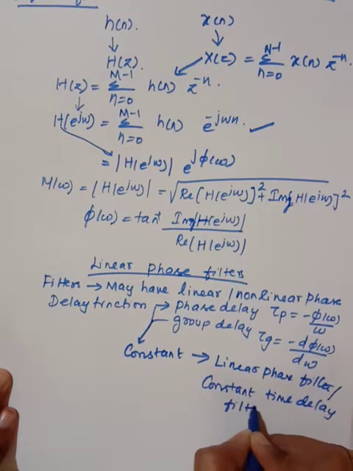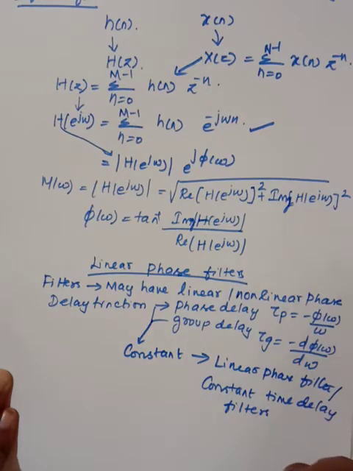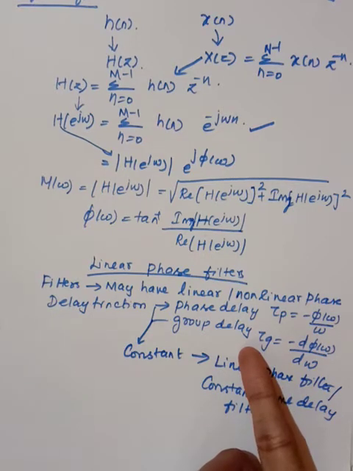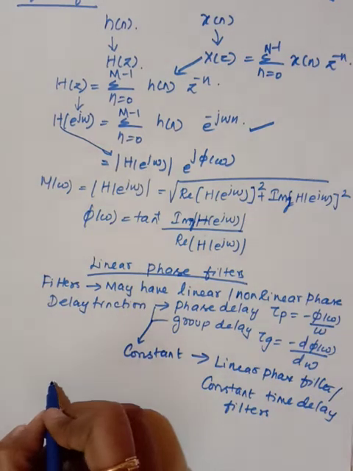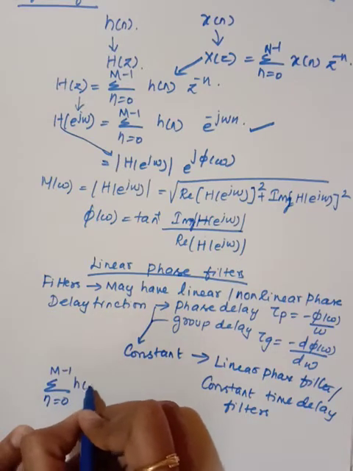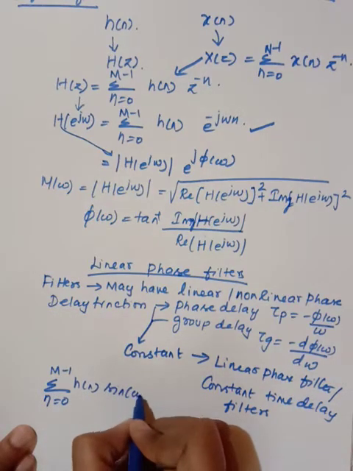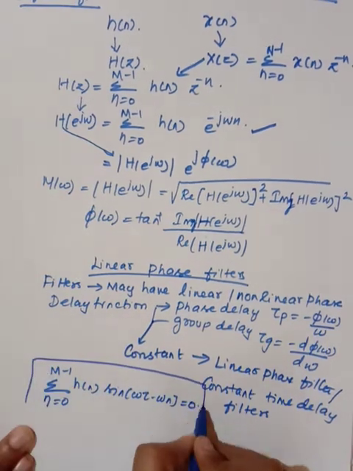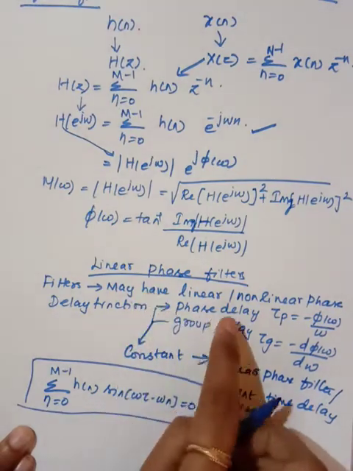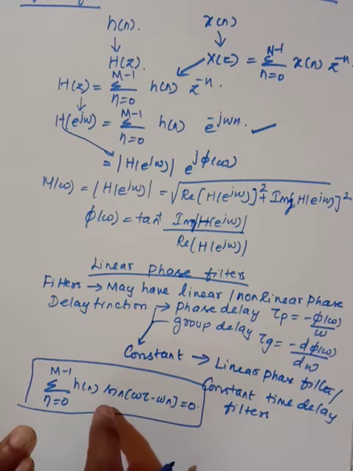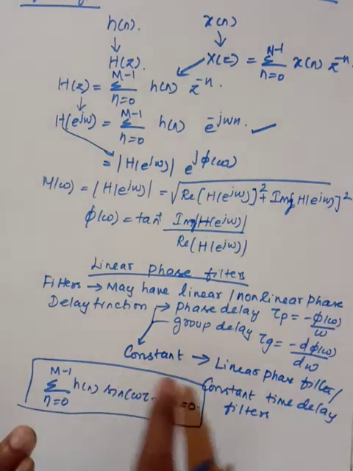Now we'll see what constraints are required to have a constant phase delay and group delay. In order to have a constant phase delay and group delay, it should satisfy the condition that summation n is equal to 0 to M minus 1 h of n sin(omega tau minus omega n) equal to 0. Now we will see how we obtain this relation.